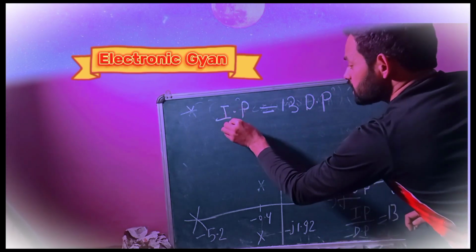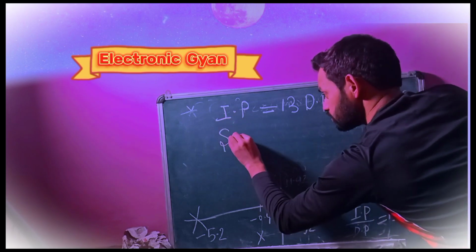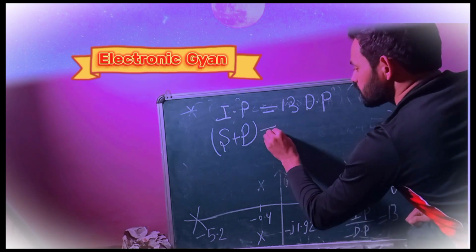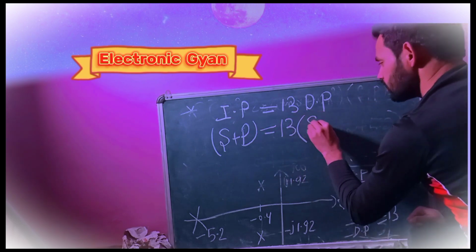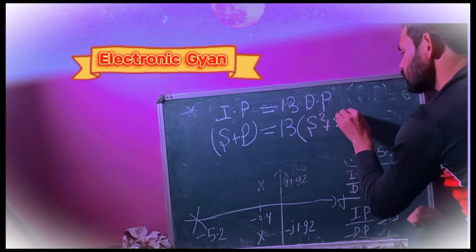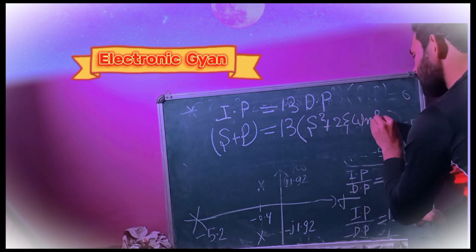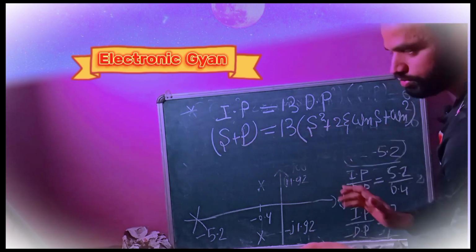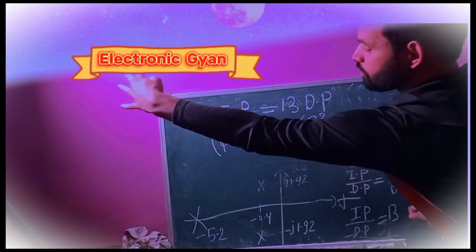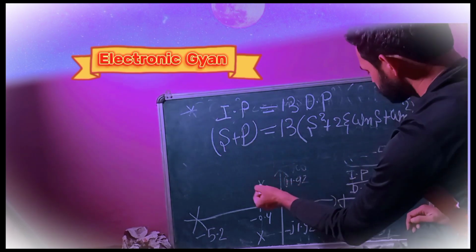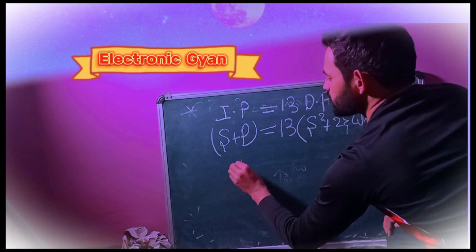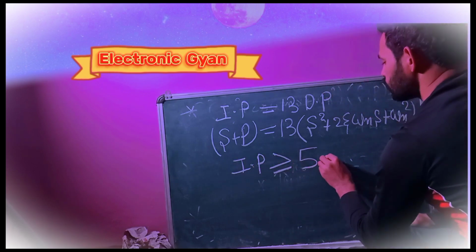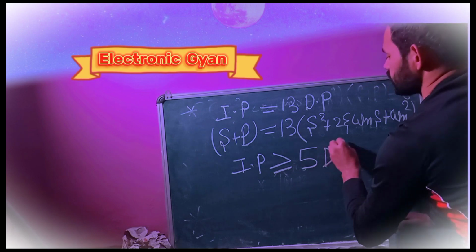This means that this insignificant pole is 13 times the dominant pole, s square plus 2 zeta omega n s plus omega n square. This is the meaning of this pole. It is 13 times far away, which is greater than 5. So the main condition is that IP must be greater than or equal to 5 times DP, the dominant pole.